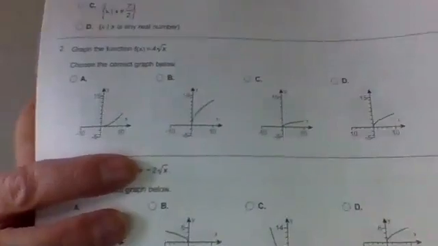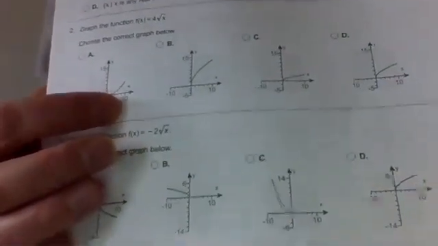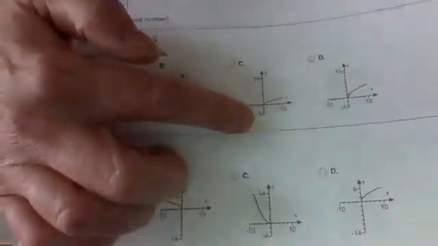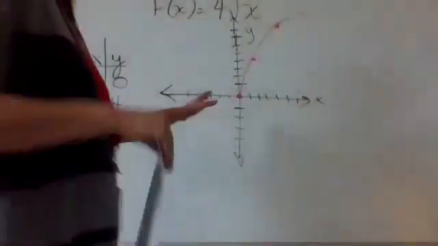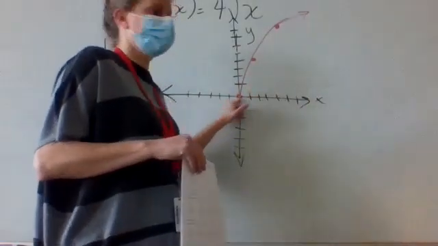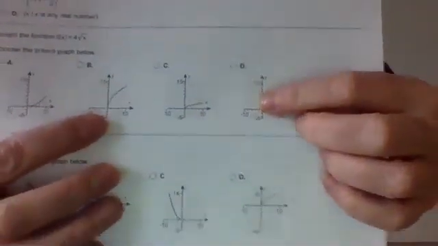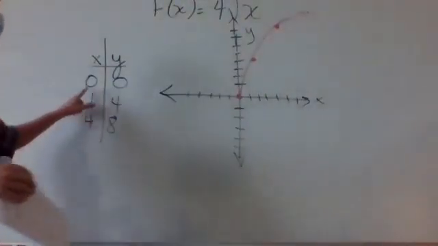Again, the first thing you can do is knock out A, right? Because it's upside down. The other 3 are the right shape, going in the right direction, but look at C. It's way flatter than this, right? It's like the original one. So when you're going between B and D, again, you'll just have to check some points. Look at where it goes through.